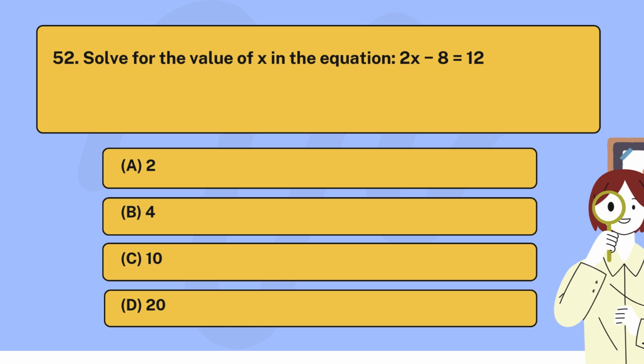Question 52. Solve for the value of x in the equation 2x minus 8 equals 12. A. 2. B. 4. C. 10. D. 20.